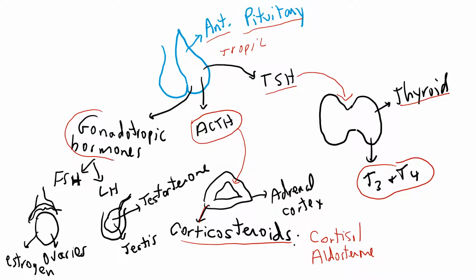Gonadotropic hormones are two, FSH, follicle stimulating hormone, and LH, luteinizing hormone. These tropic hormones are going to affect the gonads of the body, which are the ovaries in females and the testes in males. These hormones are going to stimulate the ovaries and testes into secreting their hormones. In the case of the ovaries, estrogen will be secreted. In the case of the testes, testosterone will be secreted.